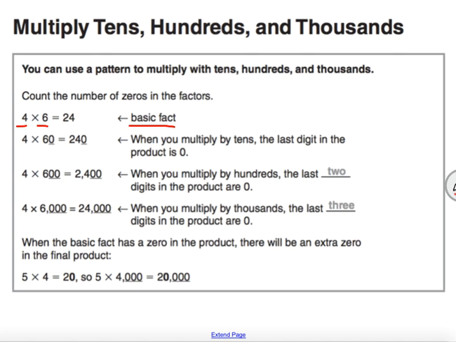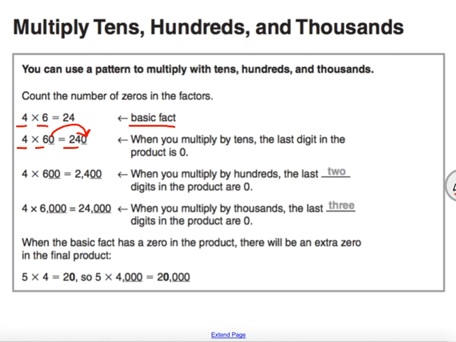So I know 4 times 6 equals 24. So if I notice here, I have 4 times 60. Using the basic fact and the pattern strategy, you can identify that 4 times 6 is 24. Then, when you multiply by a 10, or a multiple of 10, the last digit is a 0. So since we have 1 zero, we can carry it over, and now our product is 240.